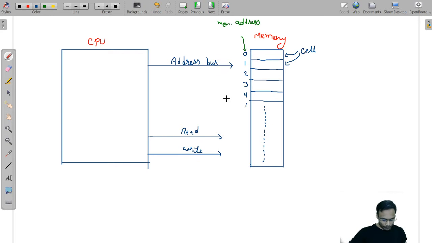So suppose CPU wants to perform a read operation on this address 4. CPU will send the address to memory, address number 4, and among these two, one signal will be enabled. Either read will be enabled or write will be enabled. If read is enabled, memory will understand I will have to accept this address and read the content on address 4. Suppose I'm just assuming that it is the memory read operation.